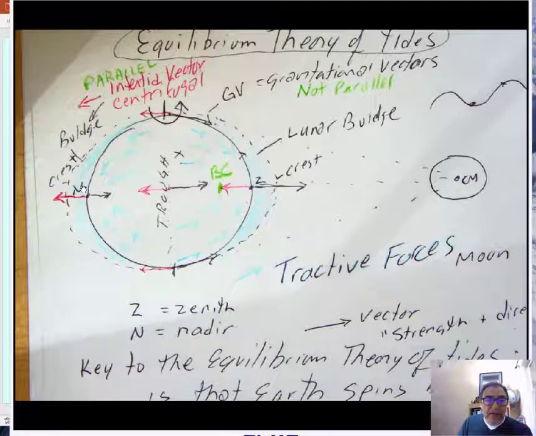But then at this letter N over here, that's called the nadir, N-A-D-I-R. That nadir is a point on Earth farthest from the moon, which means it's going to have the weakest gravitational vector, or the smallest strength, right? So in other words, the gravitational vectors vary. They're weaker on the side farthest from the moon, stronger on the sides closer to the moon.